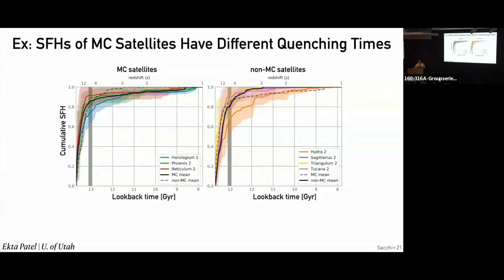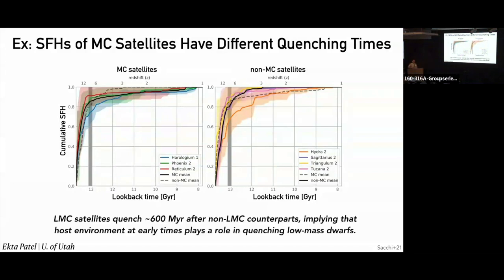And what she found is that the satellites that seem to be associated to the clouds are quenching about 600 million years after the non-LMC counterparts. And so we're even starting to see signatures within the star formation histories, even for galaxies that have all quenched pretty much at reionization almost, that this host environment is still playing a role because these galaxies are interacting with the clouds before the clouds enter into the Milky Way's halo. And so there's some pre-processing happening there.